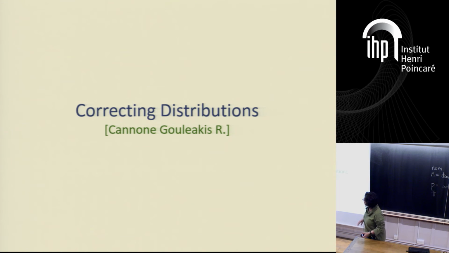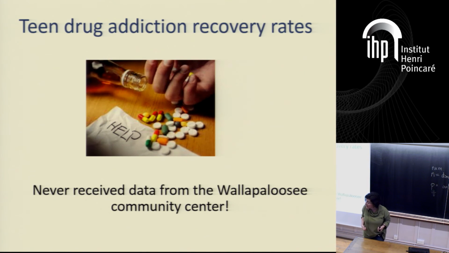Okay, so I want to talk about, now you've tested this distribution, and it's close to monotone, or close to bimodal. Now what do you do with it? Suppose you want to use this distribution, and you need it actually to be monotone.